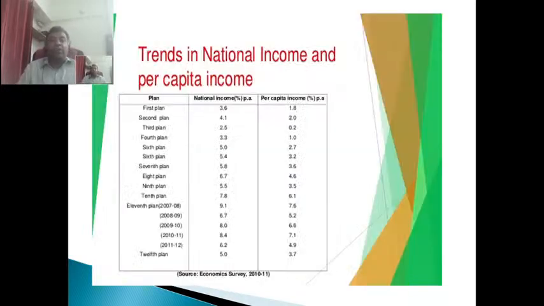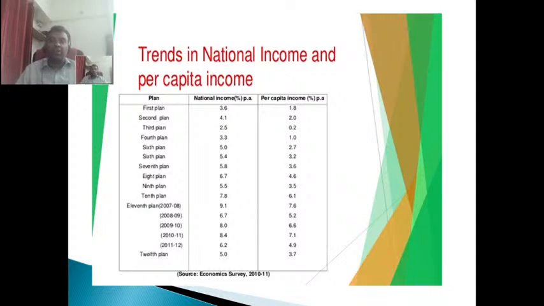Okay. Trends in national income and per capita income. If you look, there are three columns. First is plan, second is national income percentage, third is per capita income. So I will suggest looking at per capita income first.